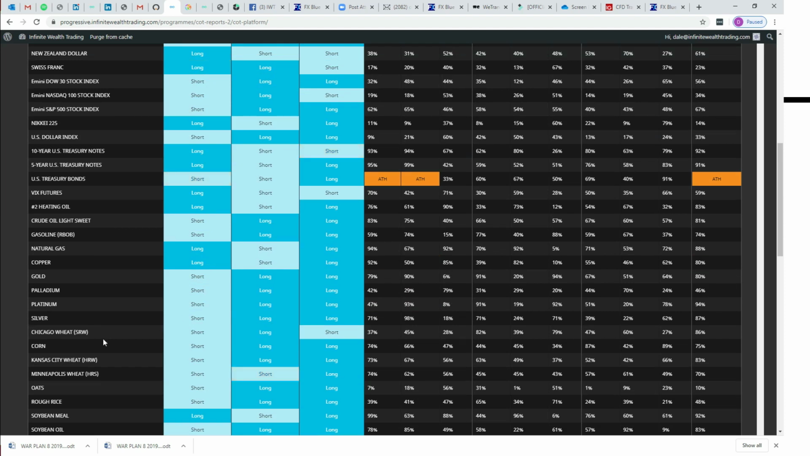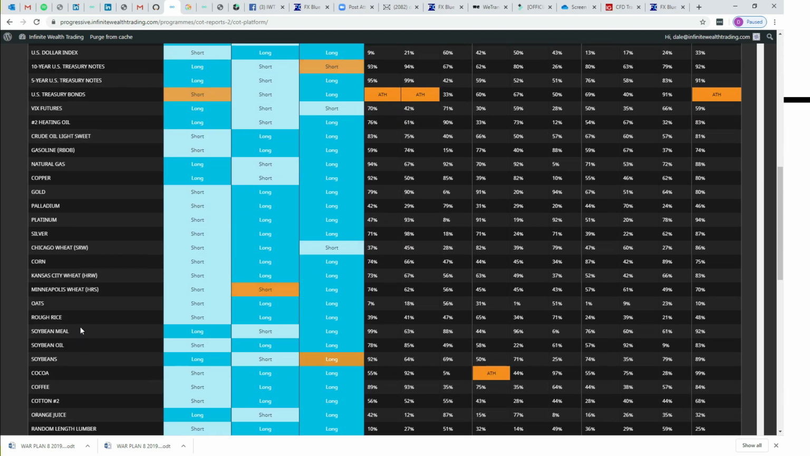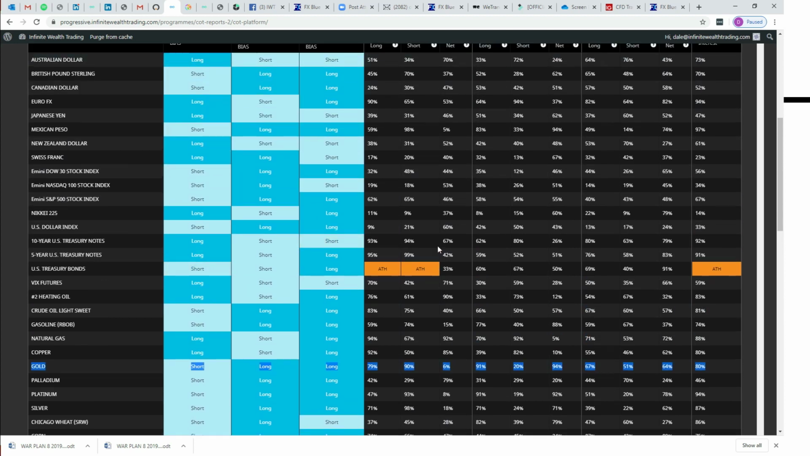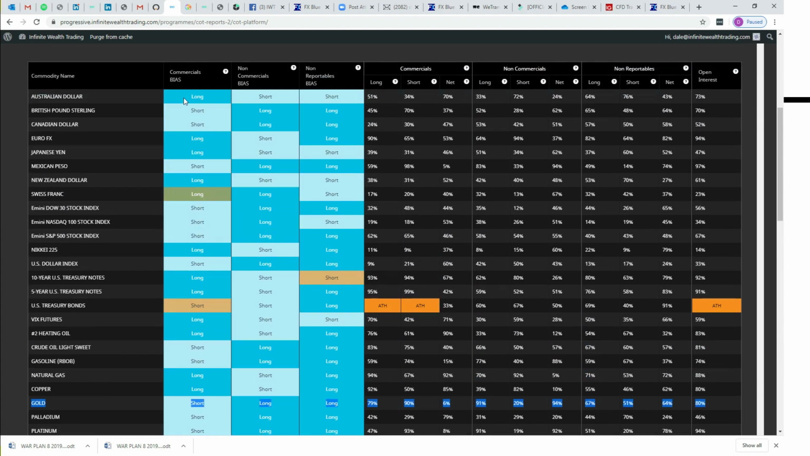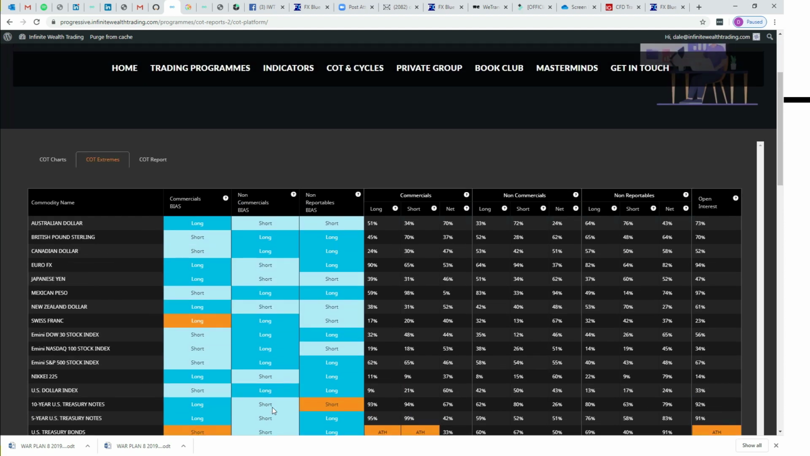So if we're taking gold for the example, here we are on gold. Let's take this line here, I'm going to highlight it for you. Let's take gold as the example. Predominantly, and this is the bias, meaning what the commercials are doing, they're basically saying, we're short, our decision is to be short in this market. The non-commercials are basically saying, we're long this market, we're buying this market. And these are saying we're selling it. Well, we're happy with that. We know what the bias is doing, okay?